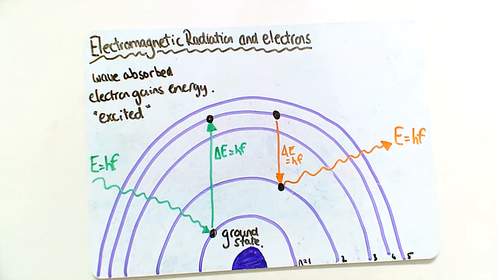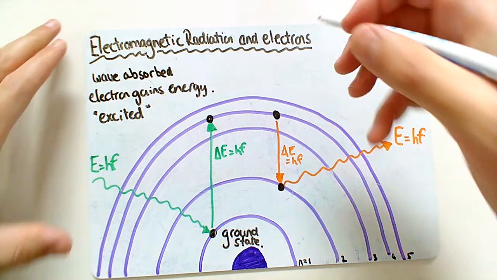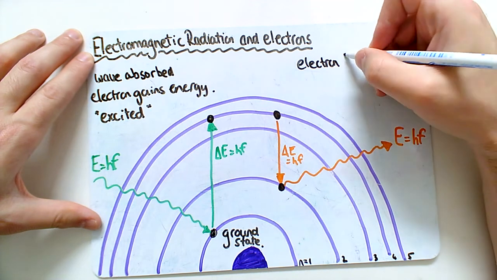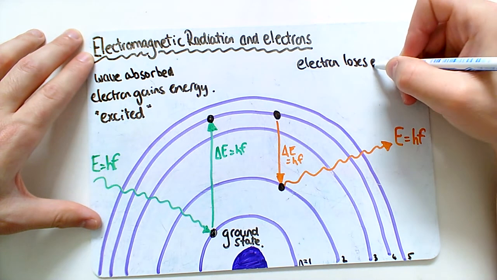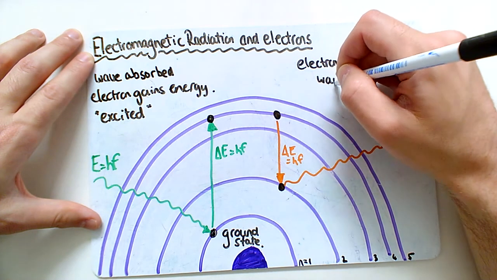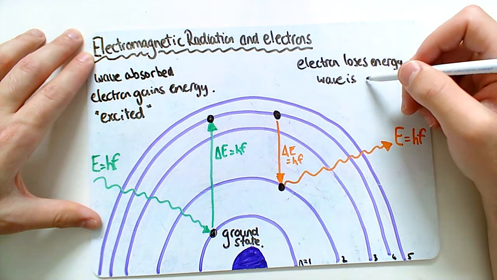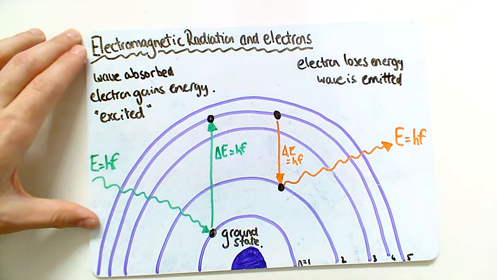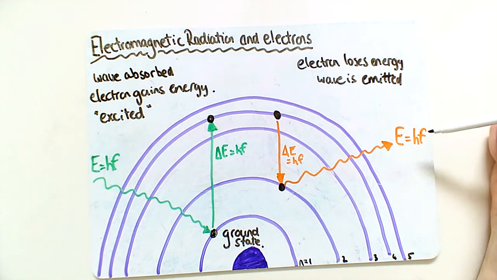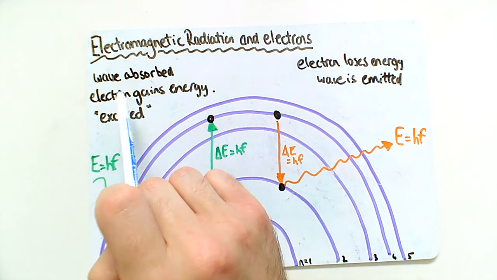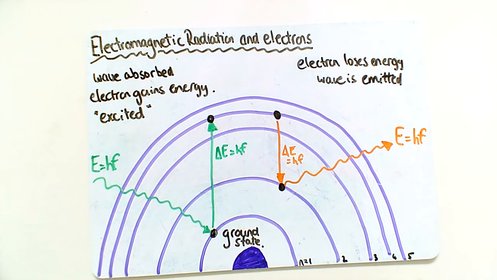So if a wave is absorbed, the electron gains energy and it becomes excited. If an electron loses energy, we say that a wave is emitted. Double T. So if an electron loses energy, we have emitted radiation. If an electron gains energy, it has absorbed radiation.